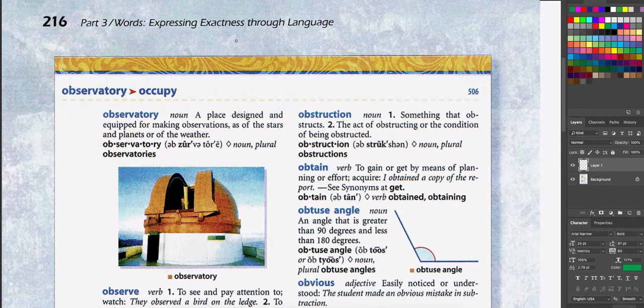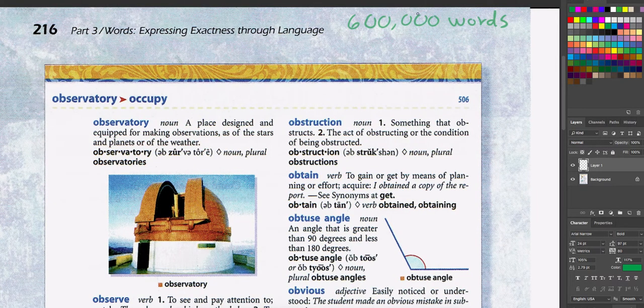So all right, do you guys know that in the English language we have 600,000 words, or just a little bit over that? Is it possible for someone to memorize all 600,000 words and what they mean? No, of course not, right? That's why we need dictionaries. A dictionary is a book that you would use to look up words that you don't know the meaning of.